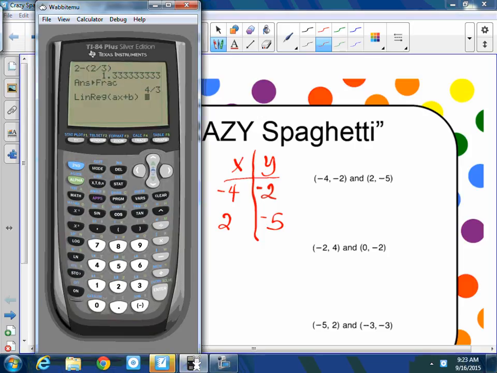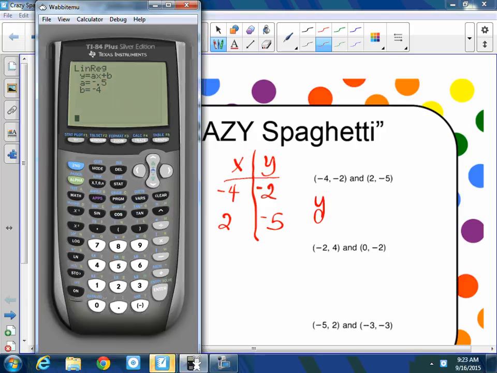Now yours looks a little different, right? Yours is different because mine is not updated. You have to go all the way down to where it says calculate. You see the calculate? So you scroll all the way down to where it says calculate, and you hit enter, and there's your equation. So y equals what? Let's plug it in. Well, we're going to change it to a fraction, so what would be negative 1.5? Thank you. Negative 1.5x.